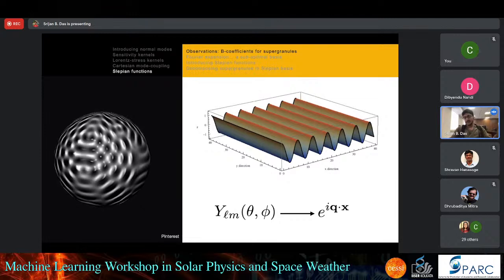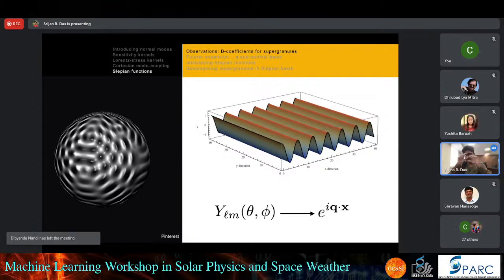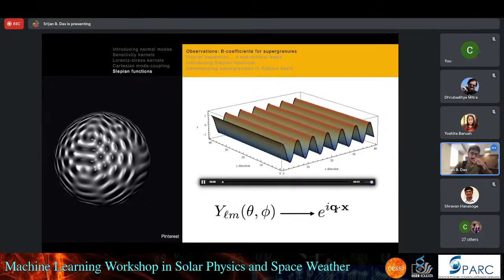All I've told you about till now involved these beasts called spherical harmonics, which means that we are looking at the whole sun. But then to look at smaller structures, which is what people do in local helioseismology, we need to look at a tiny patch. And in a tiny patch, all these ripples that you see on the surface, if you zoom in a lot, they become plane waves, which is shown on the right here. So we move from this Y_LM as the basis to exponential iq·x, and this is at the heart of Cartesian mode coupling.